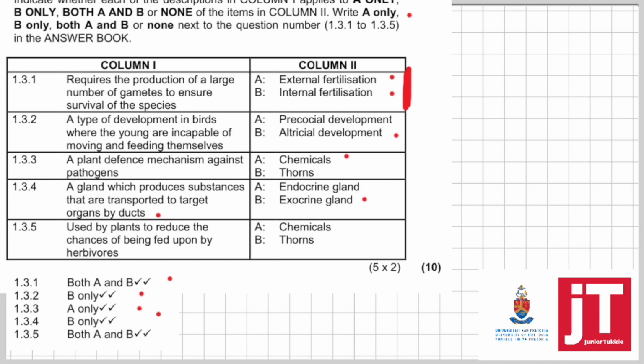And then 1.3.5, it's used by plants to reduce the chances of being fed upon by herbivores. So to prevent the chances of being fed upon by herbivores, it'll be chemicals and thorns, so it's both A and B. Right.